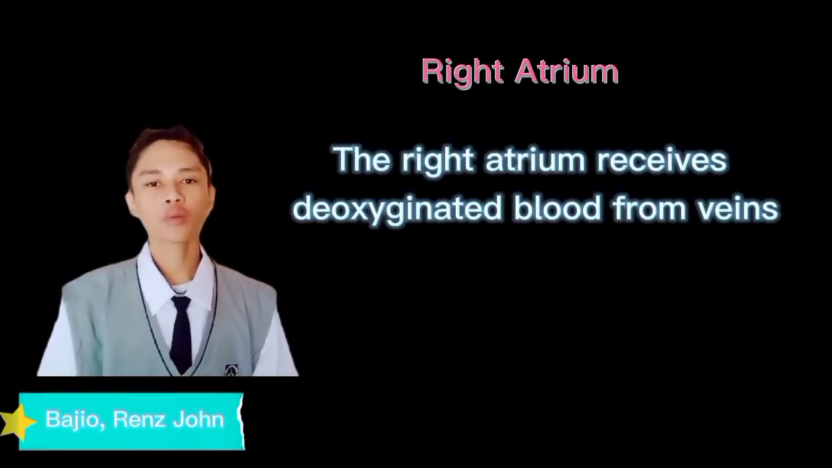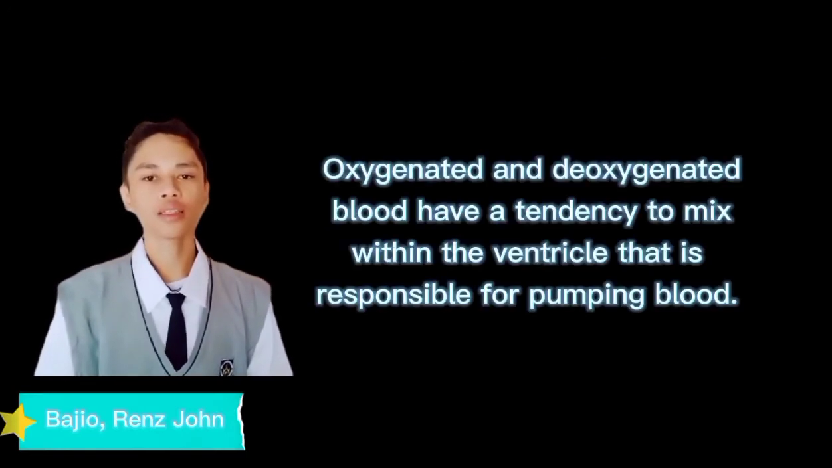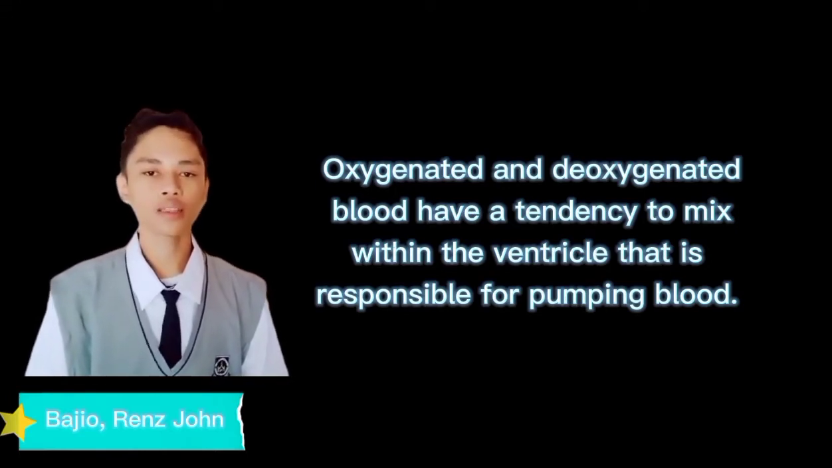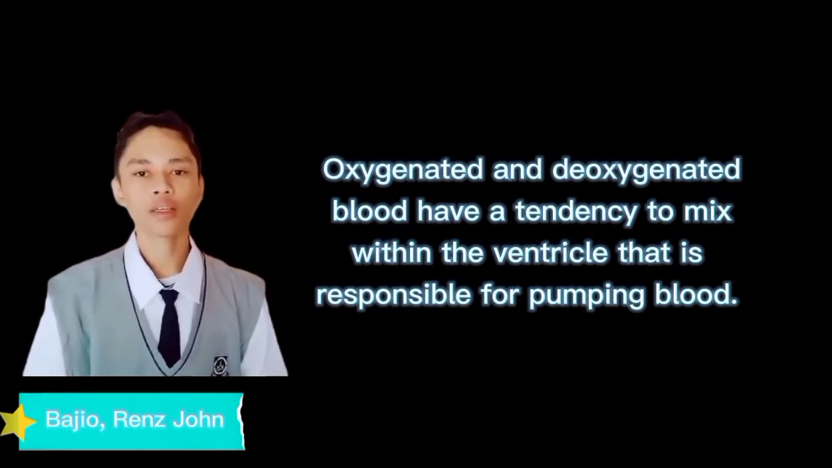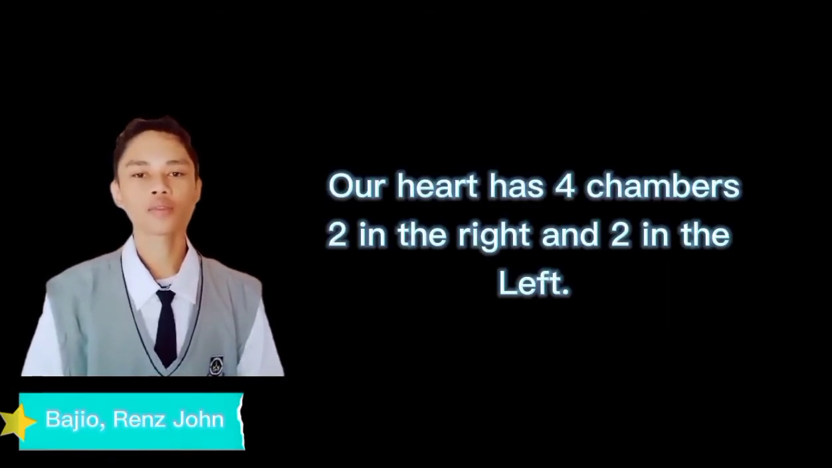The right atrium receives deoxygenated blood from the veins. Oxygenated and deoxygenated blood have a tendency to mix within the ventricle, which is responsible for pumping blood. How many chambers does your heart have? Our heart has 4 chambers, 2 in the right and 2 in the left.